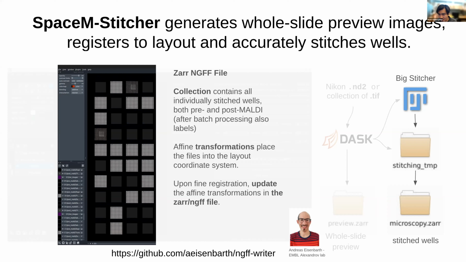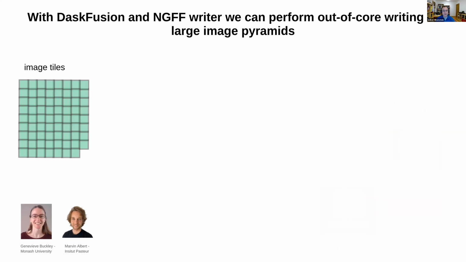Thanks. To go on, I haven't said how we actually go and get this large preview image. So we also use dask for that. I wrote a little blog post on how to do it. We haven't actually released this SpaceM stitcher as fully open source, but individual parts. I also had some help there from Marvin and Genevieve, who both work on dask image. So if you just have image tiles and you know their position, you can place them according to the stage coordinates. But in this toy example, it's probably only 4 or 5 gigabytes. You could easily just do that in RAM and save it.